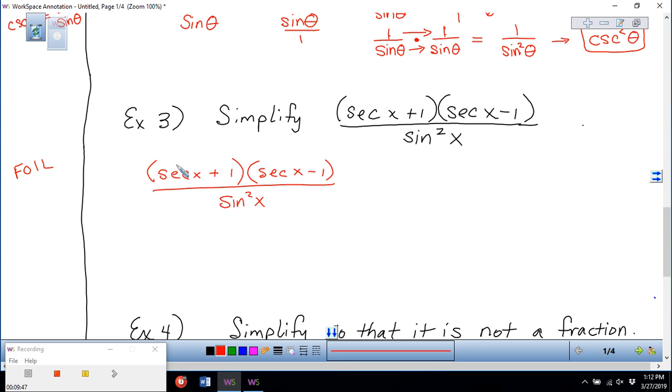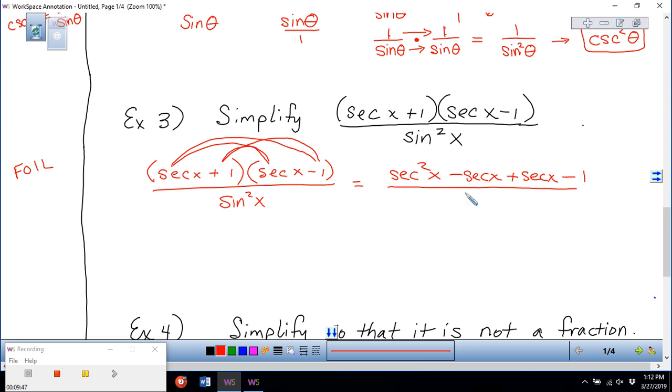First set of terms I'm going to be multiplying is secant times secant. I get secant squared of x. Then I have secant of x times a minus 1, so I get a minus secant of x. I have on the inside 1 times secant of x, so I get a positive secant x. And then I have last times last, so I have a 1 times a negative 1, which gives me negative 1. On the bottom, nothing happened. I still have my sine squared x.